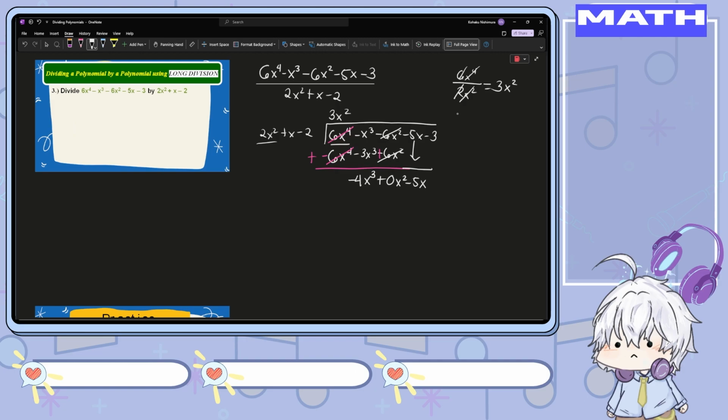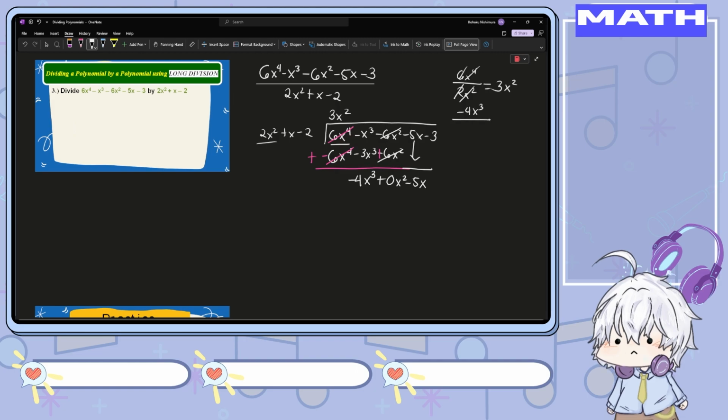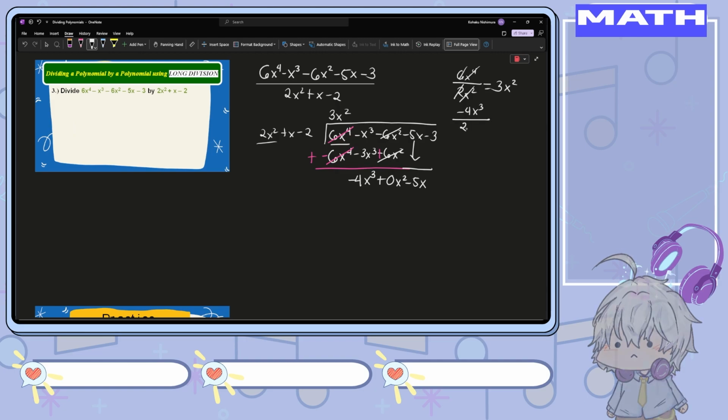We see the first term being negative 4x cubed. We divide that by the first term in the divisor, which is 2x squared. Negative 4 divided by positive 2 is negative 2. X cubed divided by x squared is x. So that is minus 2x. You multiply this minus 2x to all of them. So this will become negative 4x cubed minus 2x squared plus 4x.